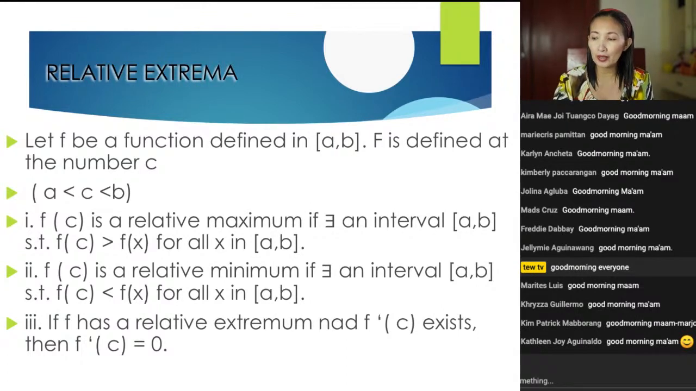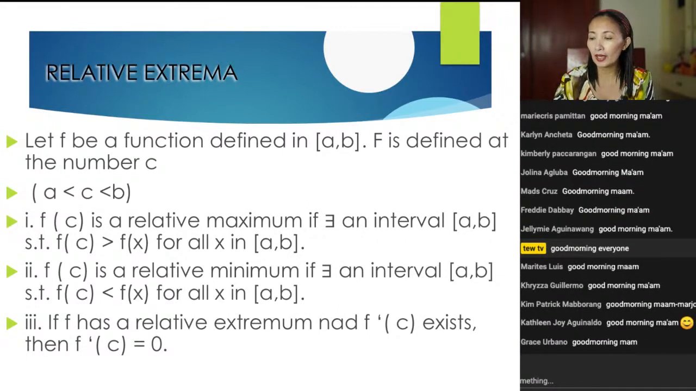Now, let f be a function defined in the interval (a, b). The function f is defined at a number c. So, c is contained within that interval, such that c must be greater than a but less than b. So, it's within that interval. When is f of c a relative maximum? Maximum is the highest point, minimum the lowest point.